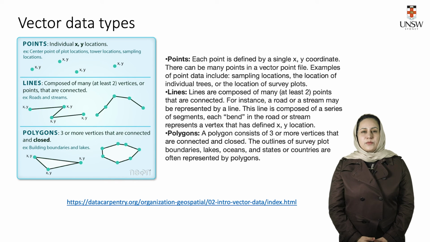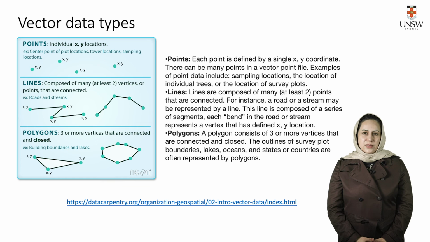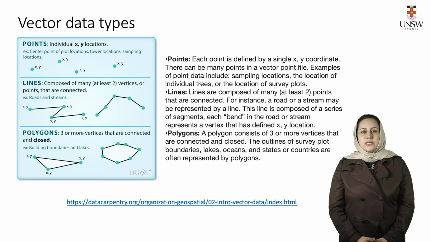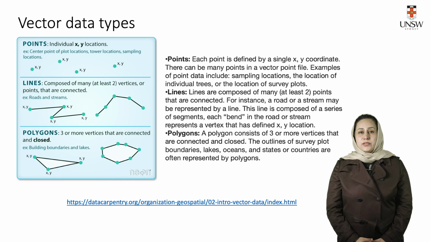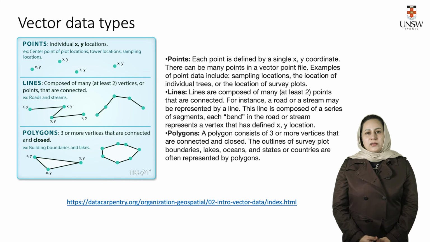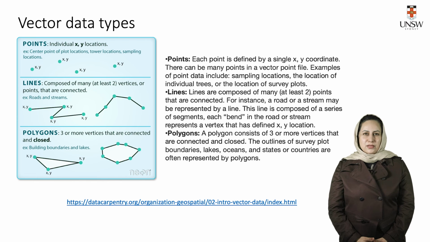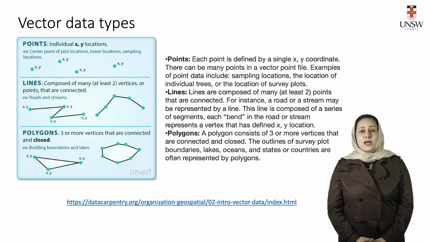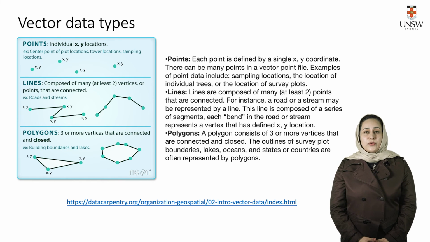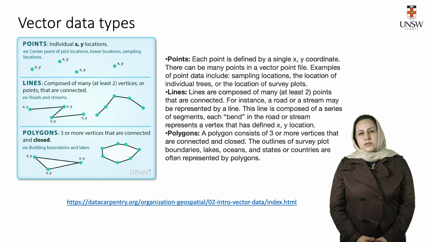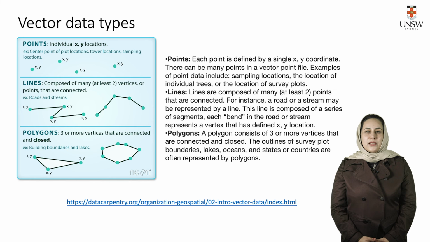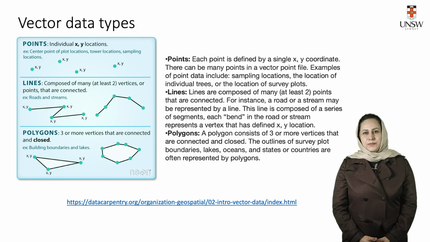Points are represented by x and y coordinates. There are also points with x, y, and z coordinates. We will talk about this kind of data later in this course. Lines are made out of many connected points. Segments of the lines are demonstrated by their corresponding start and end vertices. Polygons are made out of at least three line segments or three vertices that are connected.